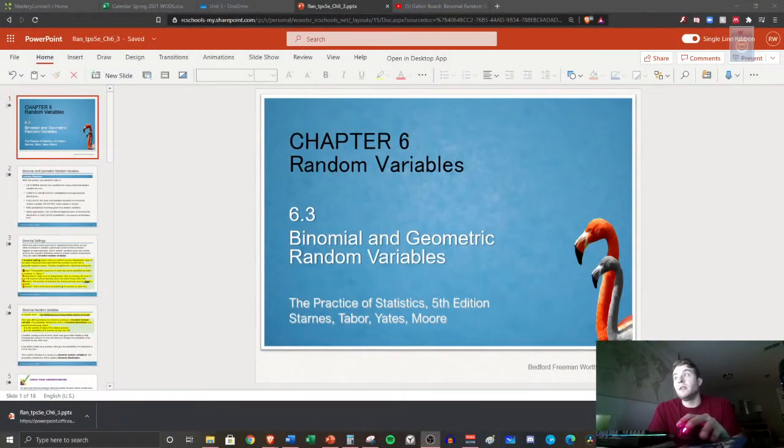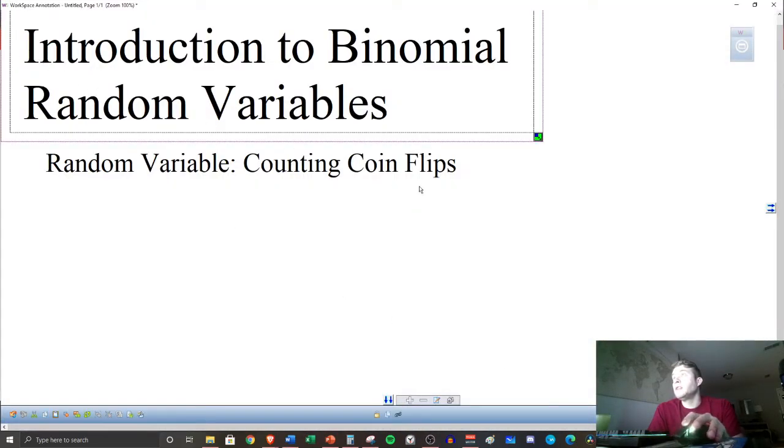In your notes, I would like you to title it with Introduction to Binomial Random Variables. You can start a new page for this. Actually, a new page would probably be preferred, because there are a lot of notes that are going to go with this. So please start by writing what is up top here, Introduction to Binomial Random Variables.